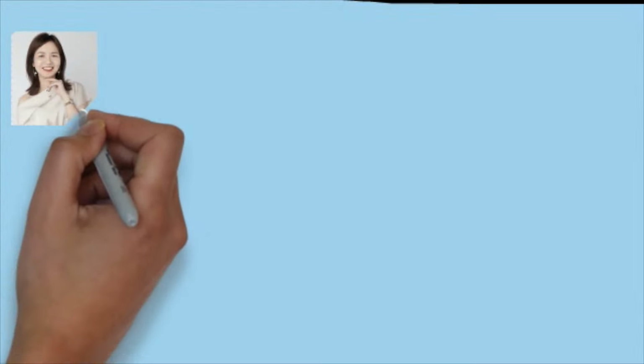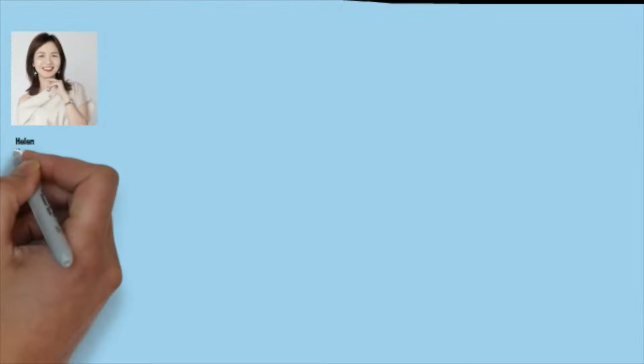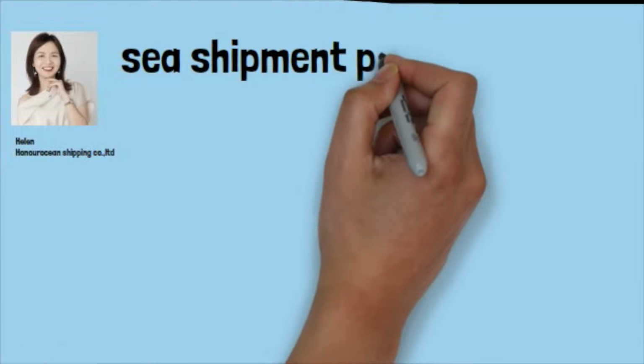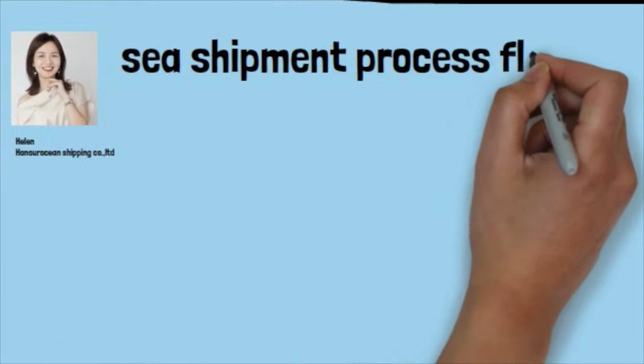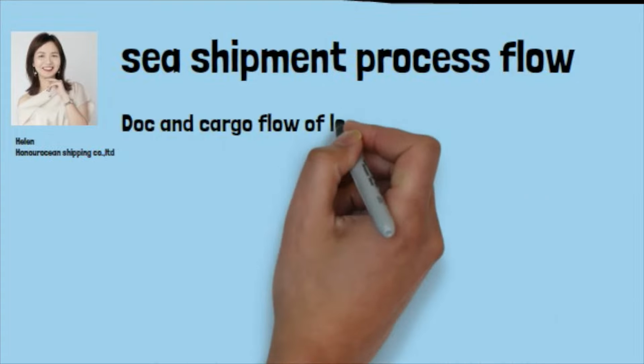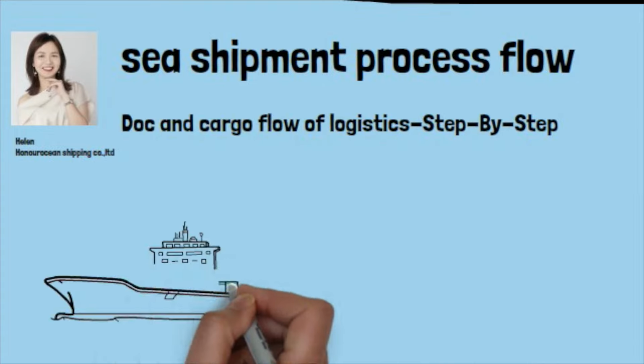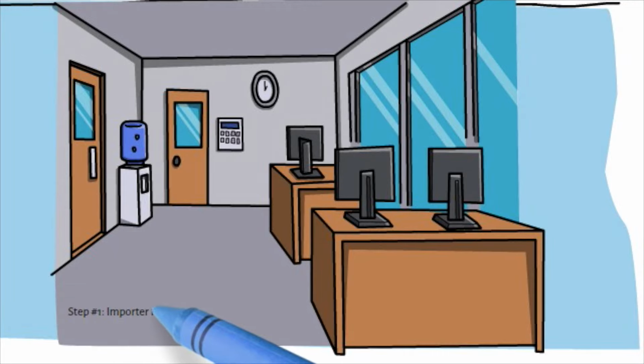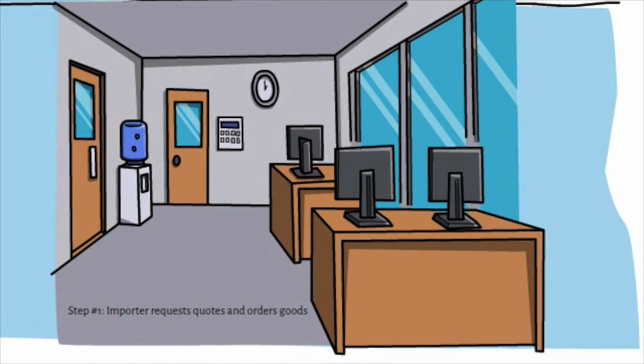This is Helen. This video will introduce the sea shipment process flow, including document and cargo flow of logistics. It's a step-by-step guide to the international shipping process. Step 1. Importer requests quotes and all goods.